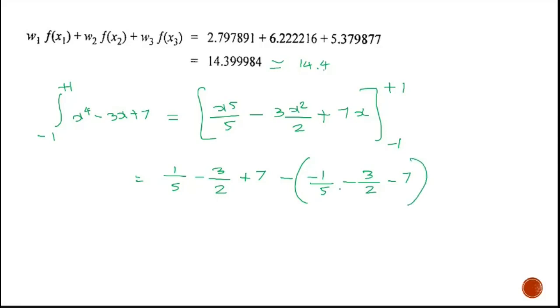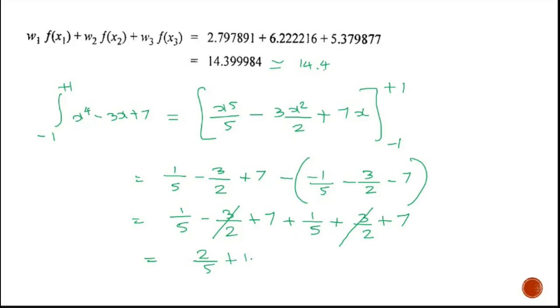Okay. So this is my value. So what will we get? We will get 1 by 5 minus 3 by 2 plus 7, plus 1 by 5 plus 3 by 2 plus 7. In that case, you can cancel this 2. You are getting 2 by 5 plus 14.